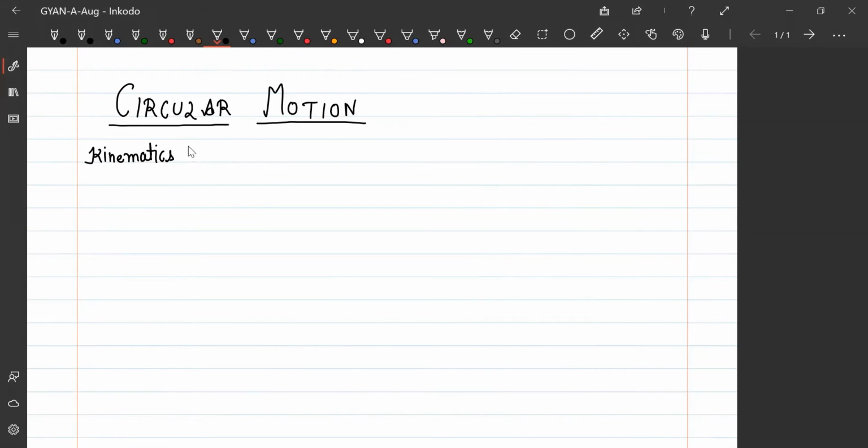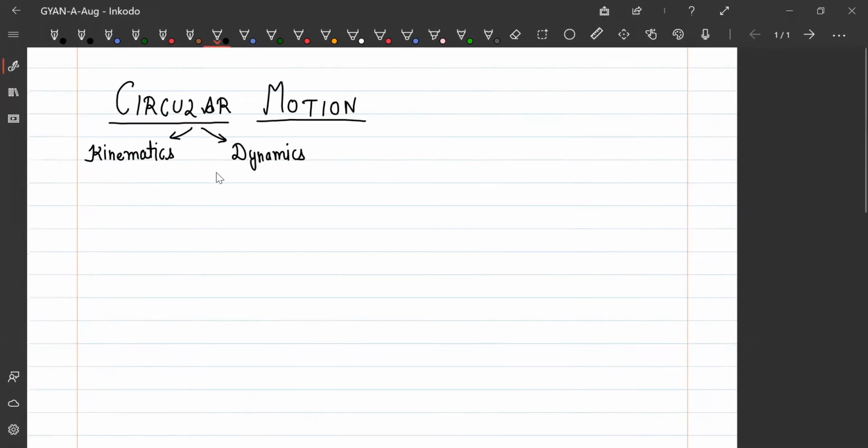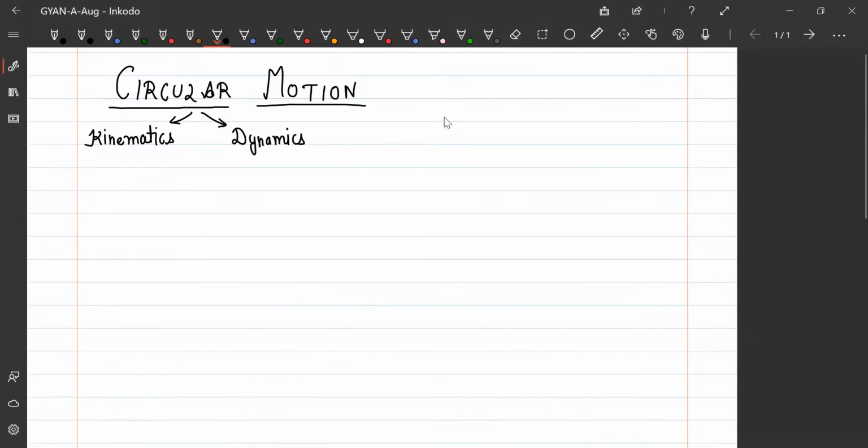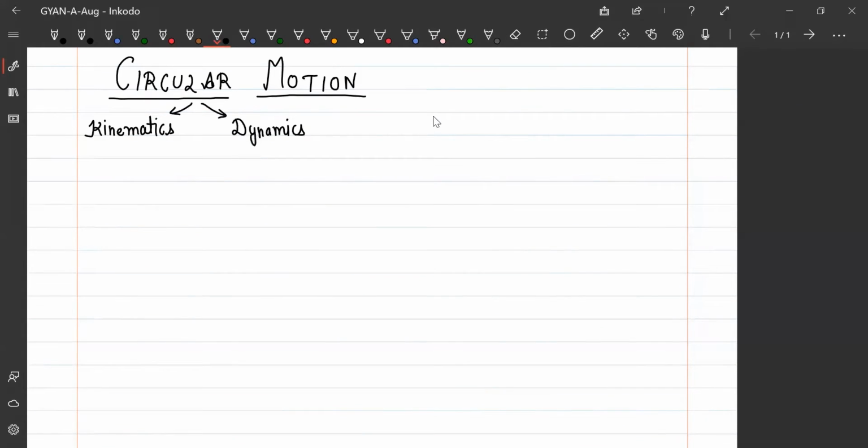Kinematics में हम forces की बातें नहीं करते, and in dynamics we'll talk about the forces which are acting on the body which is undergoing a circular motion. So kinematics and dynamics of circular motion, these two things we'll study. So in kinematics of circular motion, we can just observe the body on how it is moving on a circle, and we'll derive some terms for it.